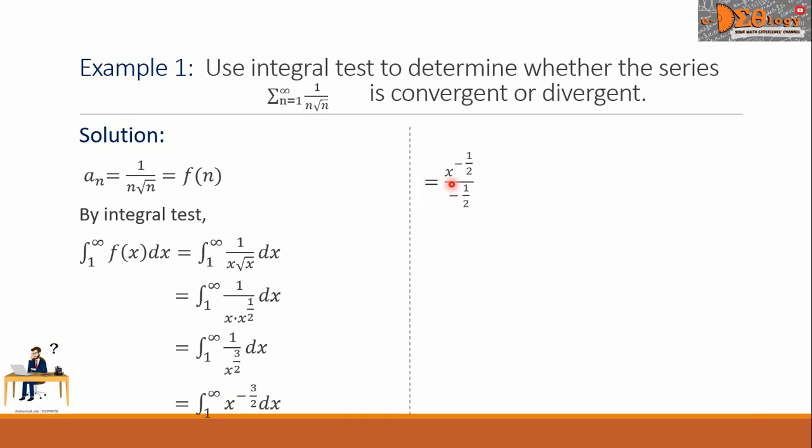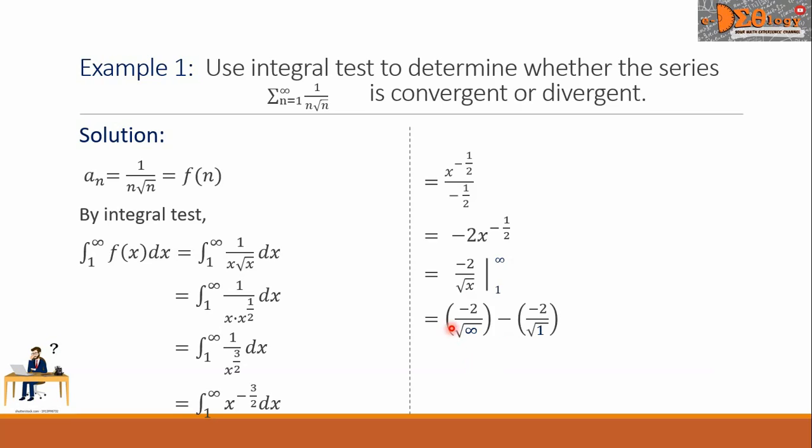So we have now x raised to negative 1/2 all over negative 1/2. We can simplify this by flipping the fraction in the denominator. So we have now negative 2 times x raised to negative 1/2. We can simplify this further by putting the radical. So we have negative 2 all over square root of x. Now let us evaluate with respect to the limits from 1 up to infinity.